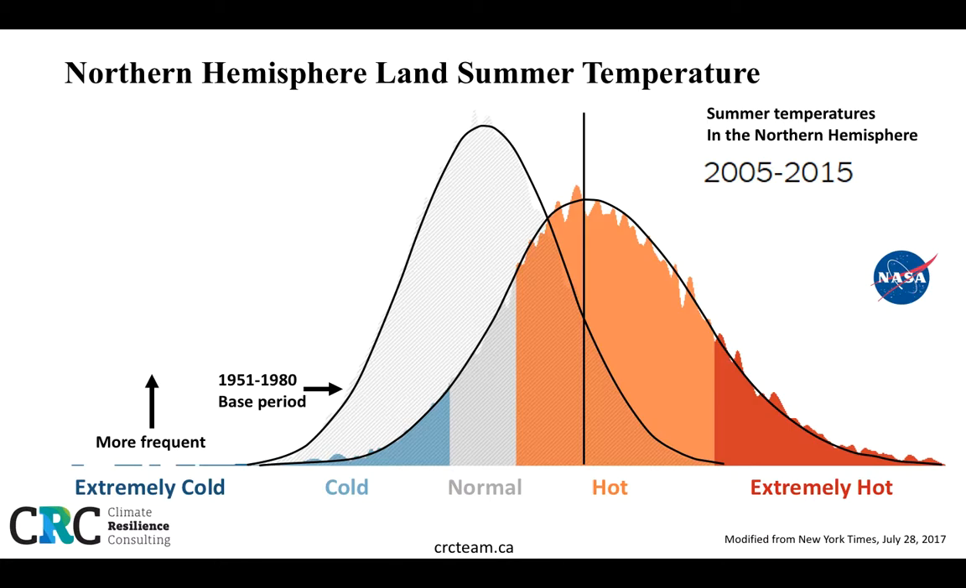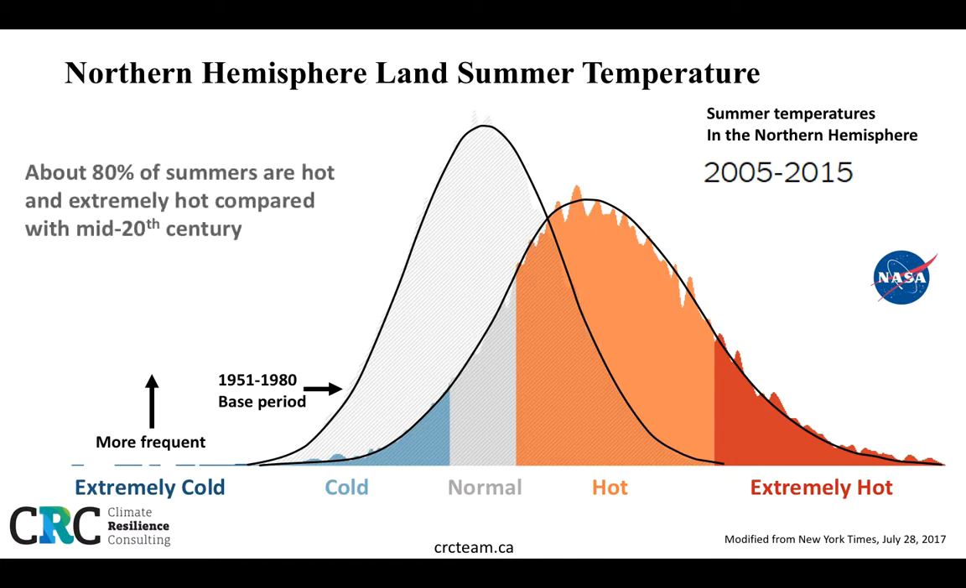And you recall during the base period, about a third of the years were hot summers with very few extremely hot summers. And during this last decade, 2005 to 2015, about 80% of the summers were hot and extremely hot. And again, I would like to emphasize that it's when you get off the tail of the historic bell curve that you often run into trouble. And during that last decade, 2005 to 2015, about 15% of the summers were in that category of extremely hot or off the tail of the historic bell curve.